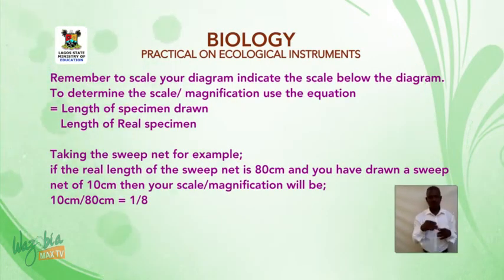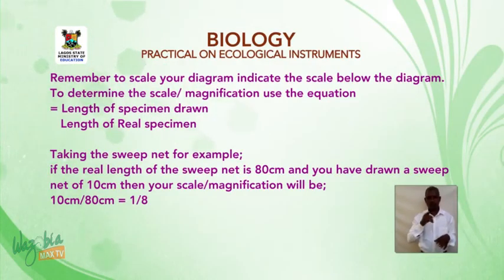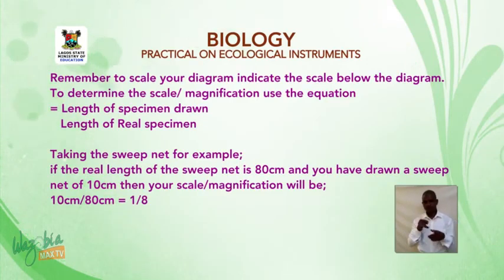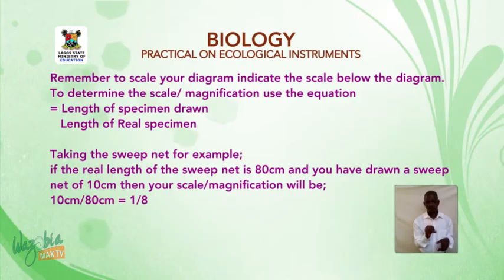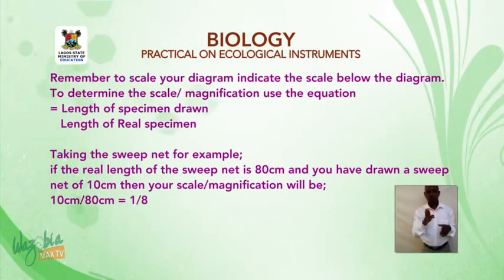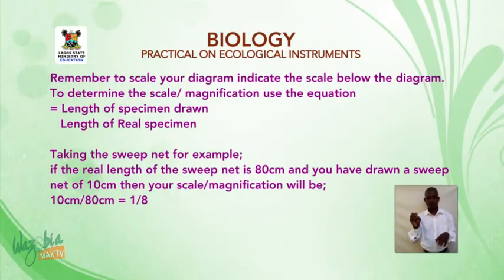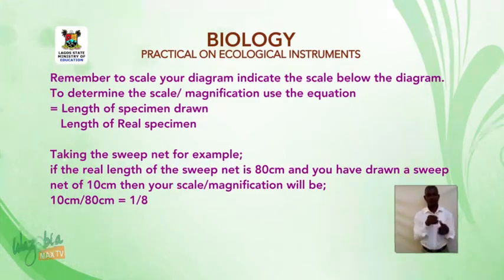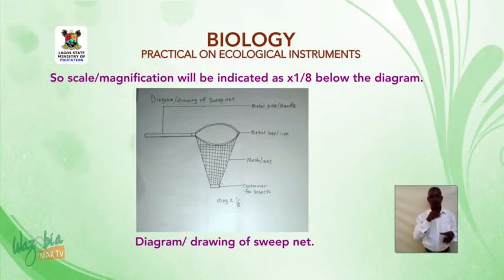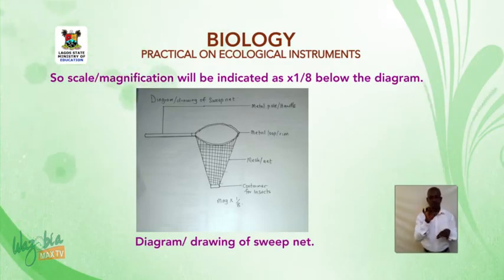Use the equation length of specimen drawn over length of real specimen. Taking the sweep net for example, if the real length of the sweep net is 80 centimeters and you have drawn a sweep net of 10 centimeters, then your scale or magnification will be 10 centimeters over 80 centimeters, which equals 1 over 8. So scale or magnification will be indicated as multiplication sign and 1 over 8 below the diagram.